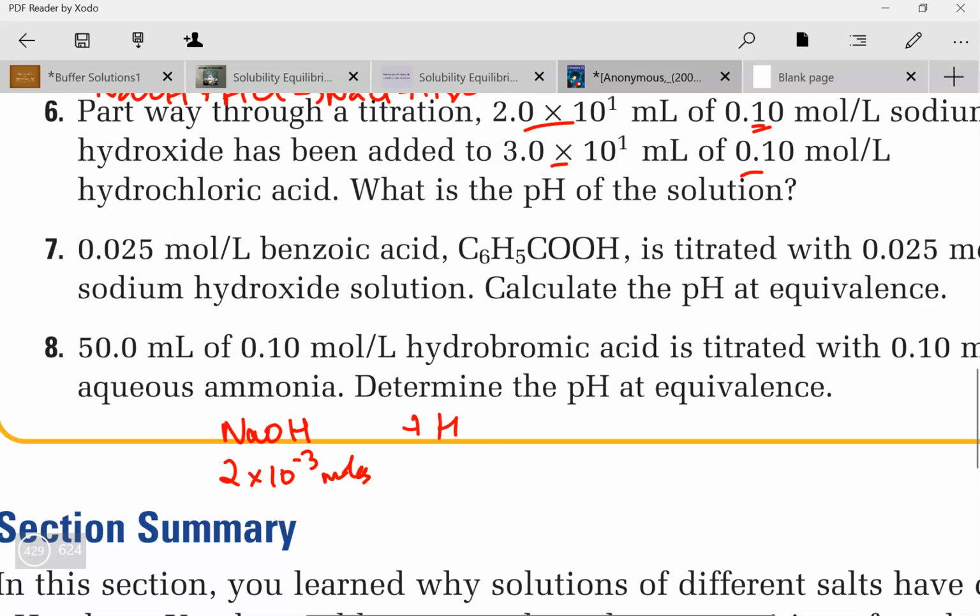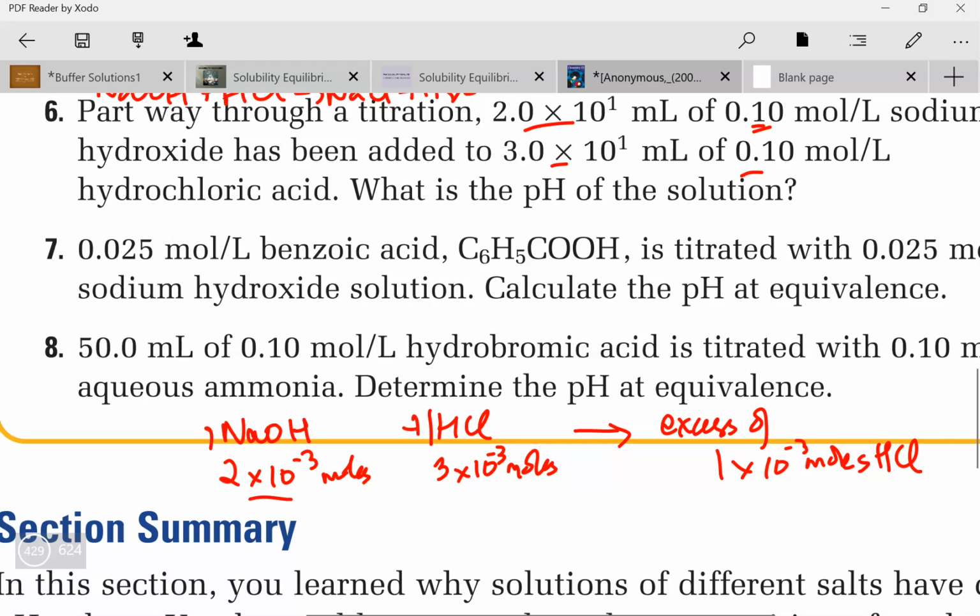Plus HCl, which is going to have 3 times 10 to the power of negative 3 moles. And basically, these are going to react and leave me with an excess of 1 times 10 to the power of negative 3 moles of HCl. So hopefully we can see how that happened. They reacted in a 1-to-1 ratio. Let's say, just ignore the 10 to the negative 3. We're just going to say 2 moles of NaOH and 3 moles of HCl. 2 of these reacted with 2 of these, and they neutralized each other, which left me with an excess of 1 times 10 to the power of negative 3 moles of HCl.